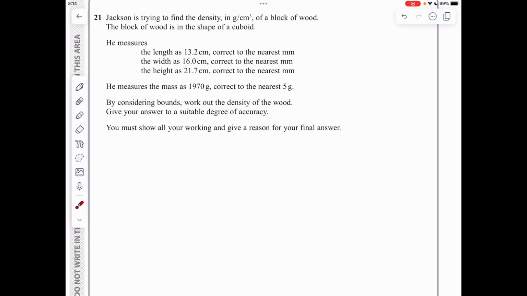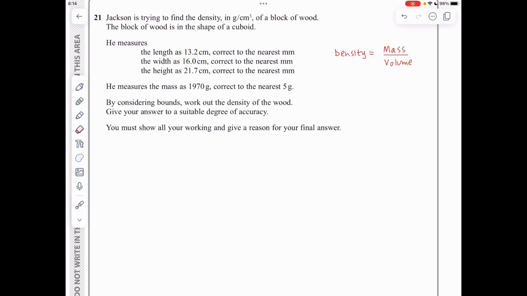In question 21, Jackson is trying to find the density in grams per cubic centimeter of a block of wood. The measurements of these are shown here correct to the nearest millimeter. We also know that the mass is 1,970 grams to the nearest 5 grams. And by considering bounds, we need to work out the density of the wood. So let me start by reminding ourselves that density is mass over volume. So for each of these measurements, we need to consider the upper and lower bound.